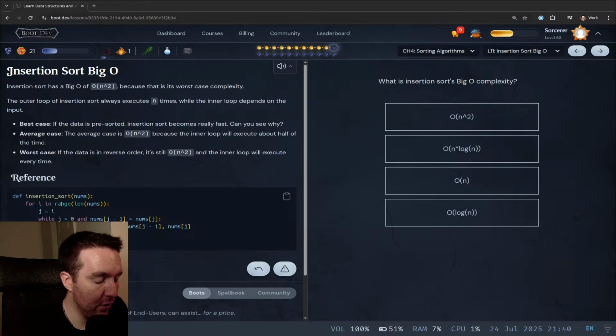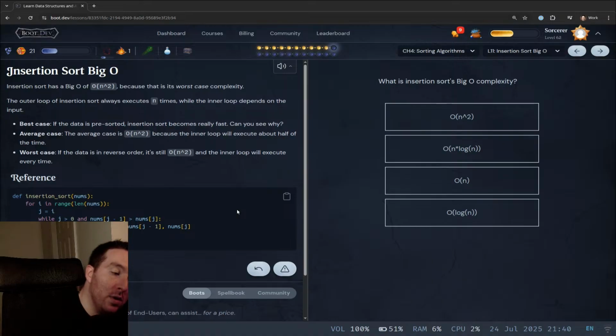So they kind of encapsulate what I did in fewer lines. For i in range length of nums, so i goes from 0 to whatever the length is, j equals i. While j, the same thing I did there. And then, oh, that's interesting. You do that in one line.